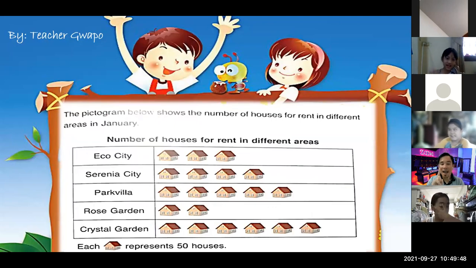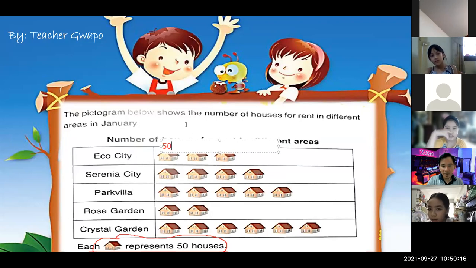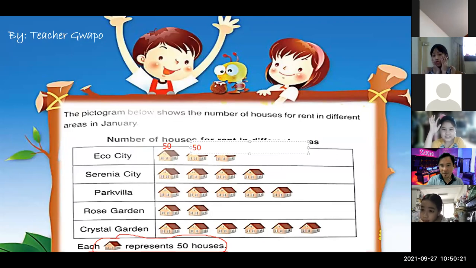Now, one house is equal to how many houses? Each picture of the house represents how many houses? 50 houses. You can see it here, 50 houses. Okay, so one picture, 50. Another picture, 50. So in Eco City here, that is 50 plus another 50 plus another 50.